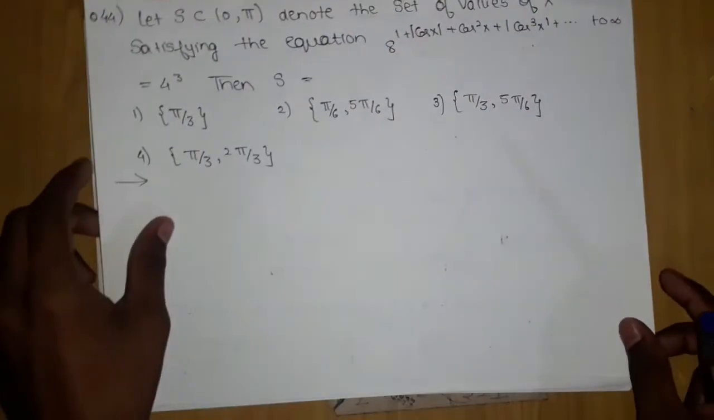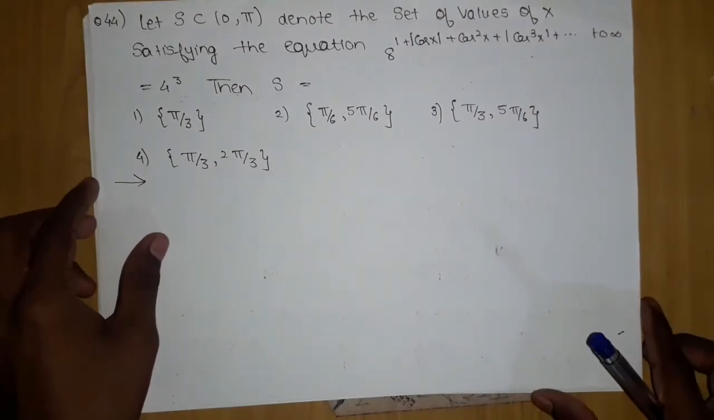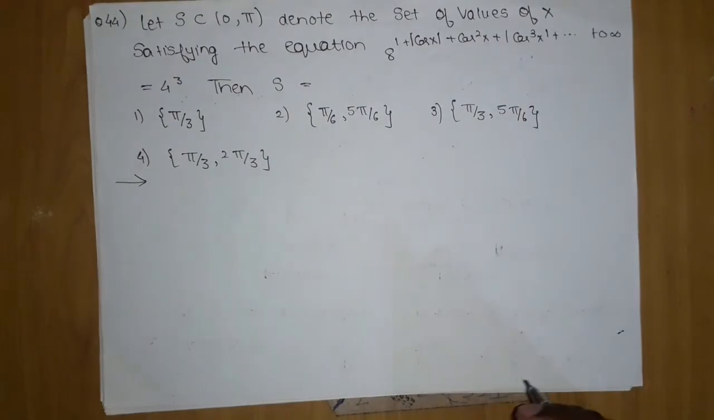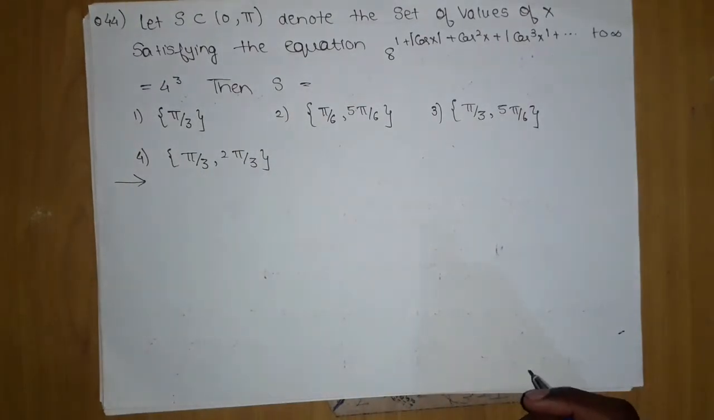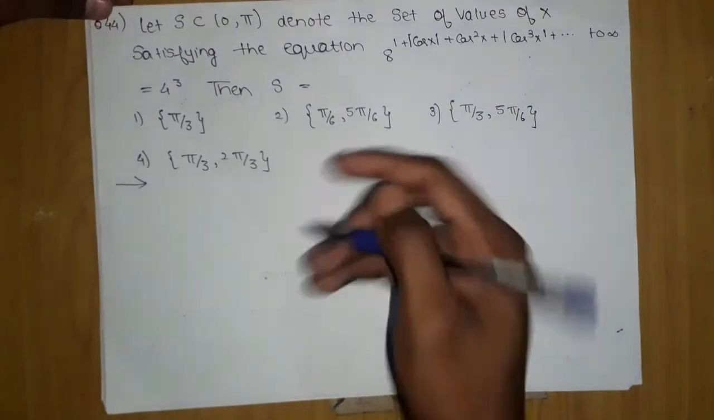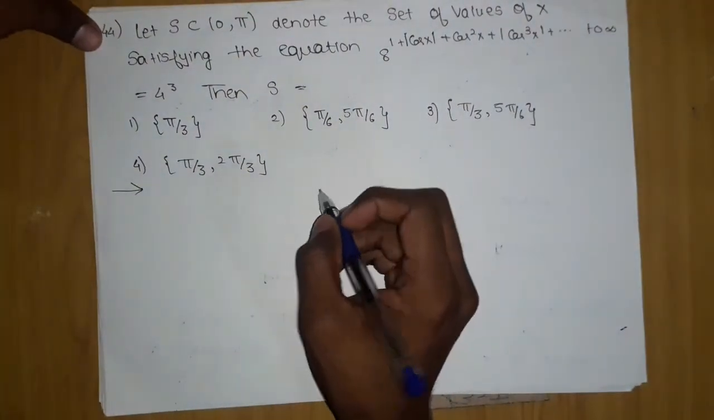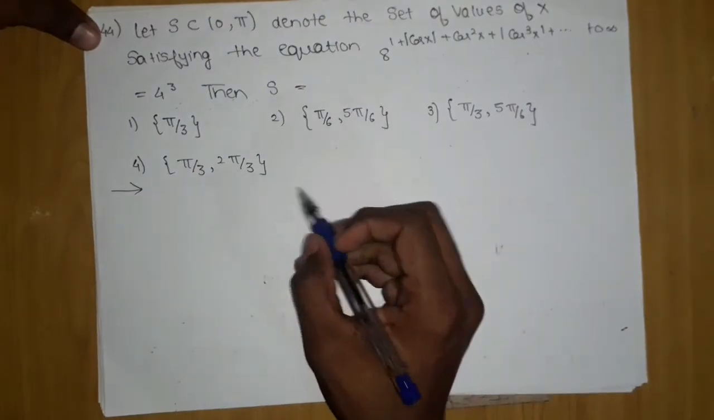So this is the next question, which is question number 44, which says let S, belonging to 0 to pi, denote the set of values of x satisfying the equation 8 power (1 plus mod cos x plus cos square x plus mod cos cube x, and so on until infinity) is equal to 4 cube. Now we know, then S belongs to that. The options are making it worse, so I'm not going to read the options.